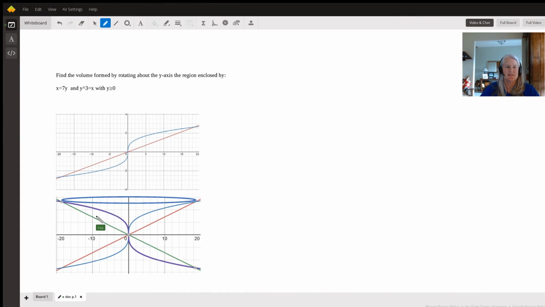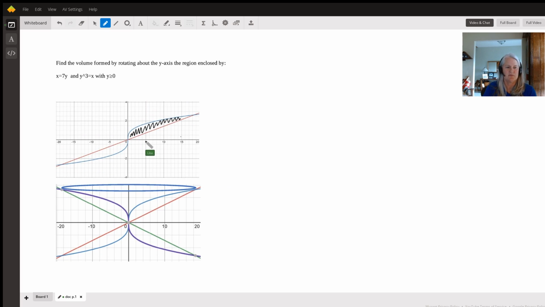The question is, find the volume formed by rotating about the y-axis the region enclosed by x equals 7y and y cubed equals x with y greater than or equal to 0. So we get this graph with the cubic and the line, and we're looking for just this intersection where the y is also greater than or equal to 0. Take that shaded region and revolve it about the y-axis.